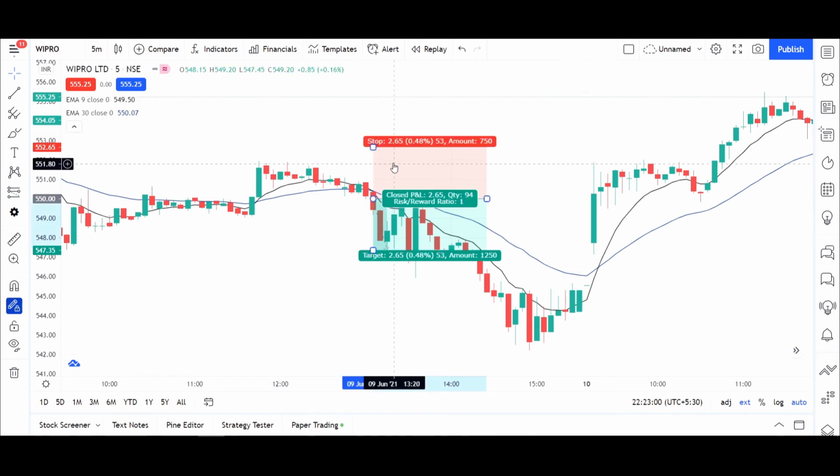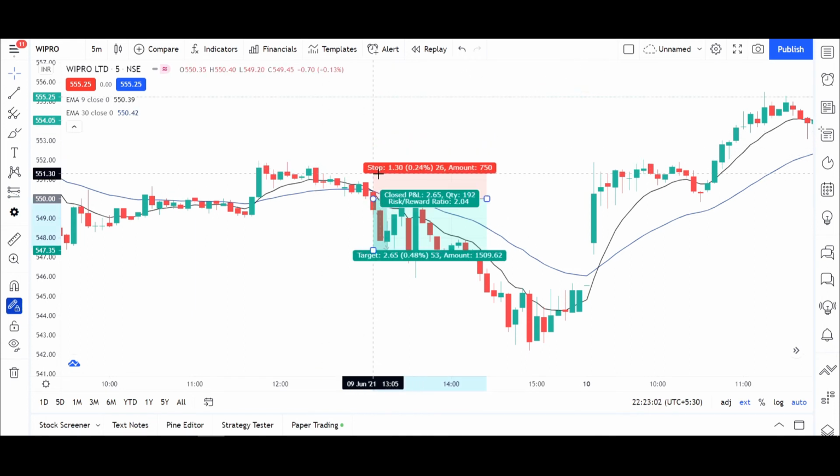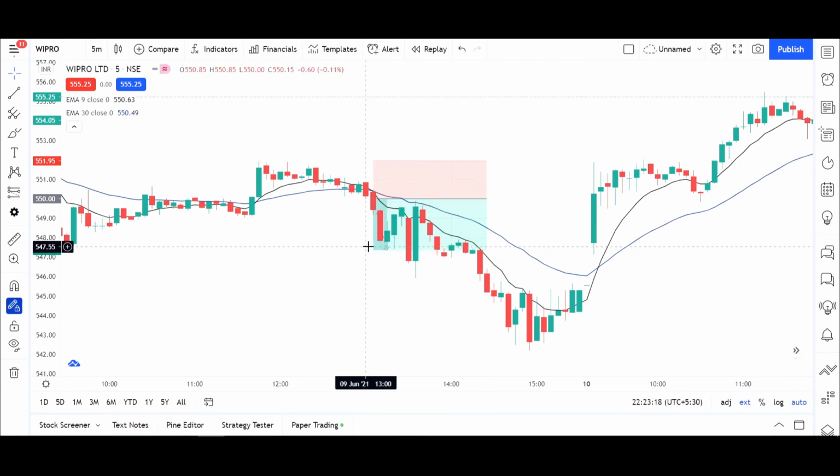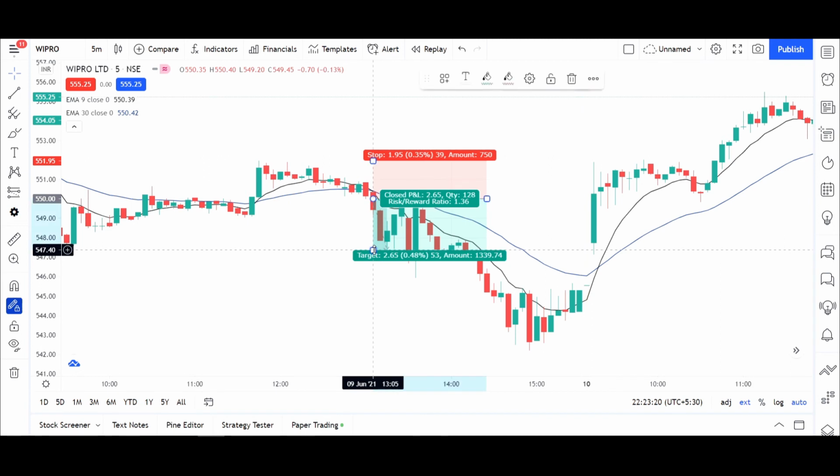Our stop loss will be, as I said, at least 0.30% above the 30 moving average. At least 0.30% to 0.35% above our moving average will be our stop loss. And our target price, again, as I said, for a beginner trader, a 0.50% target is good.